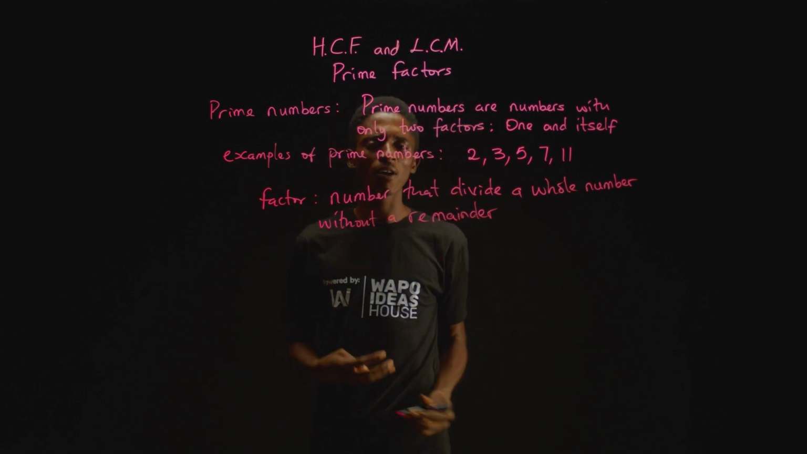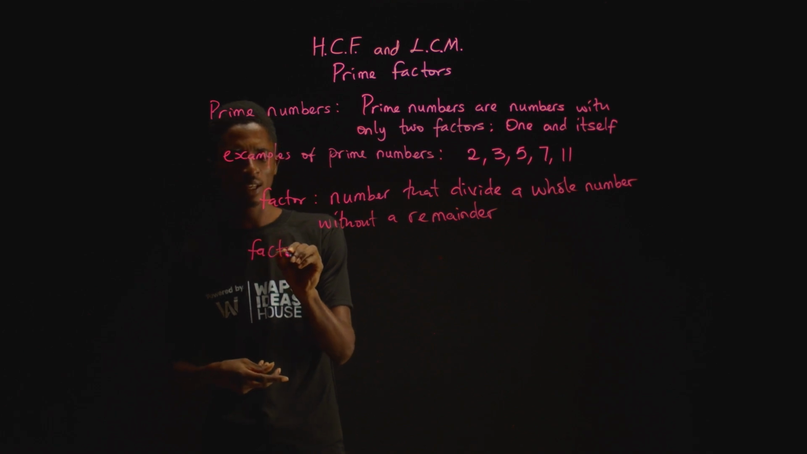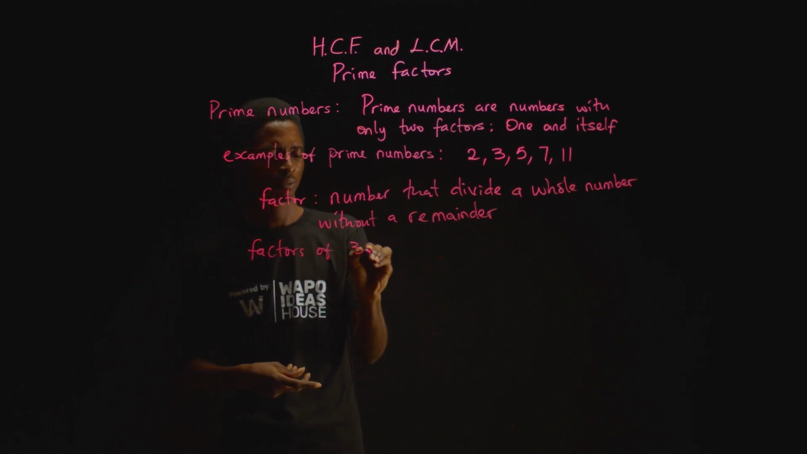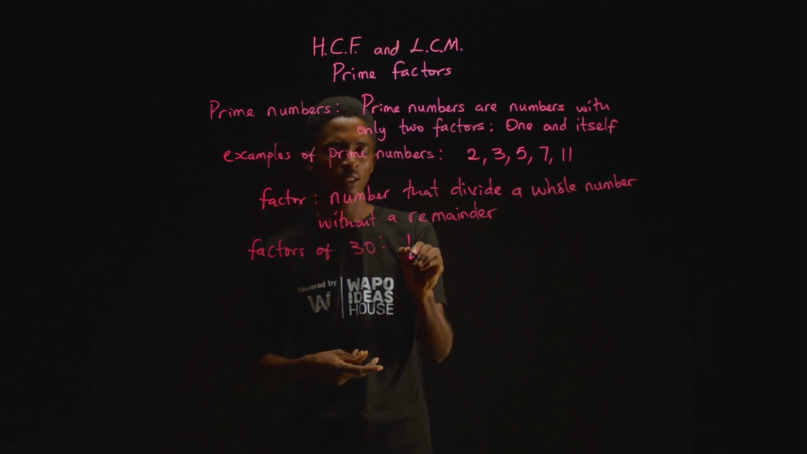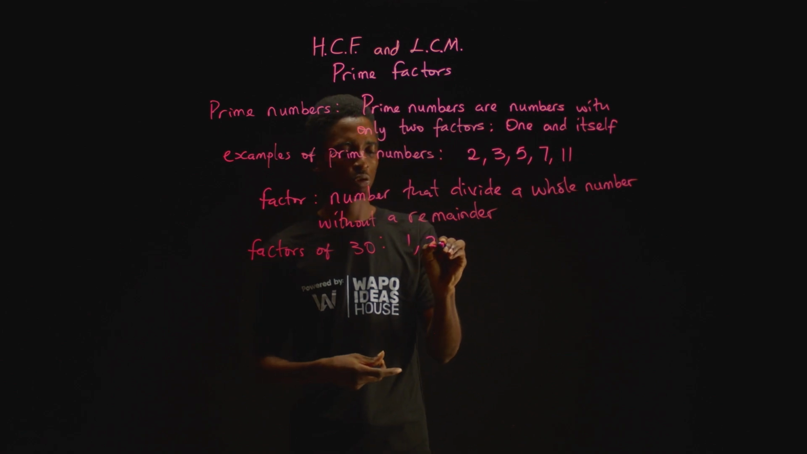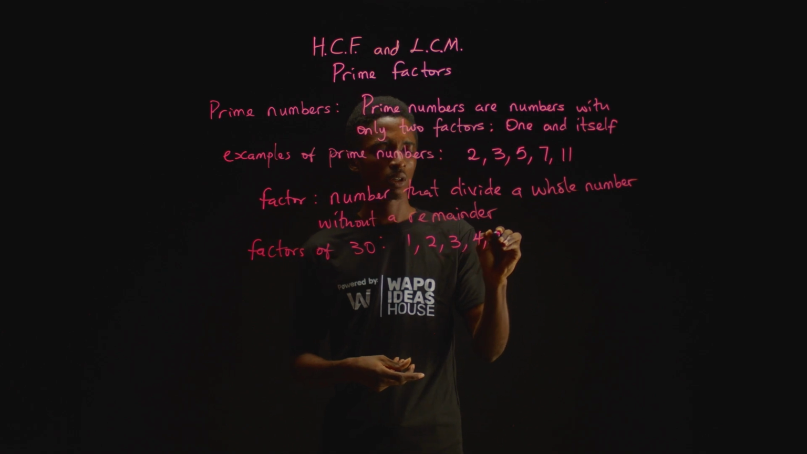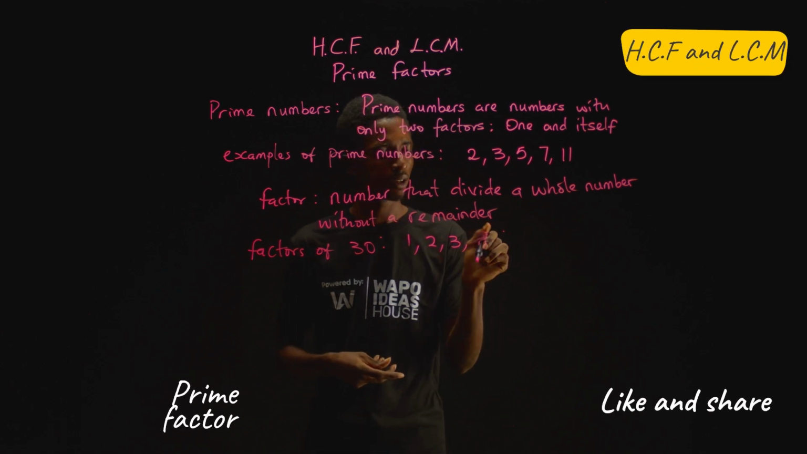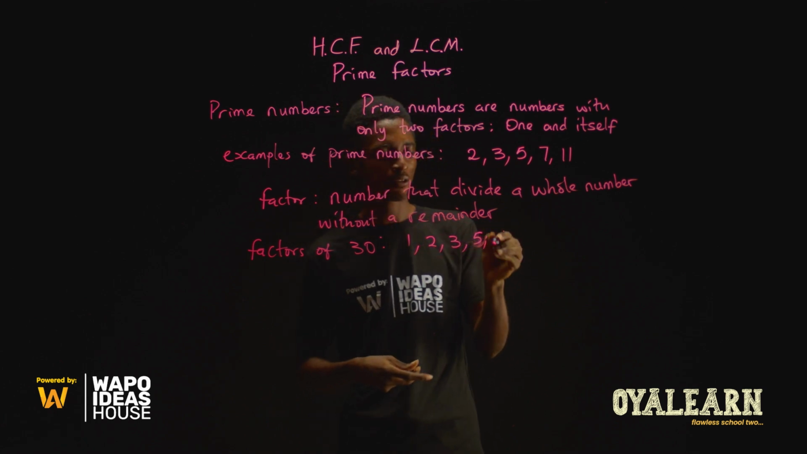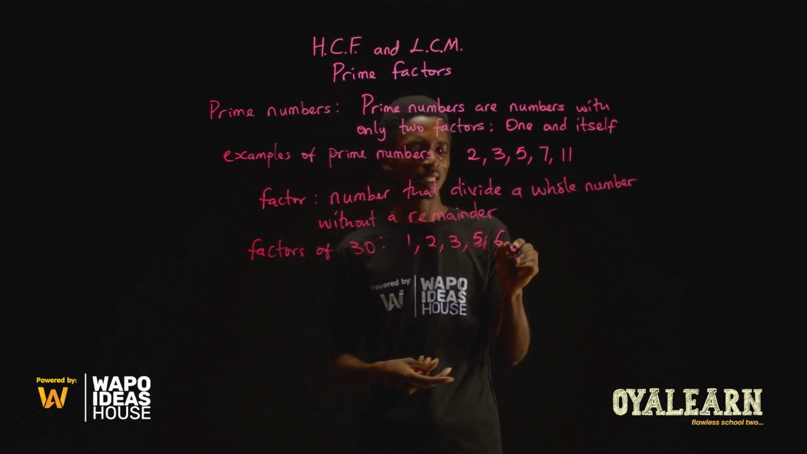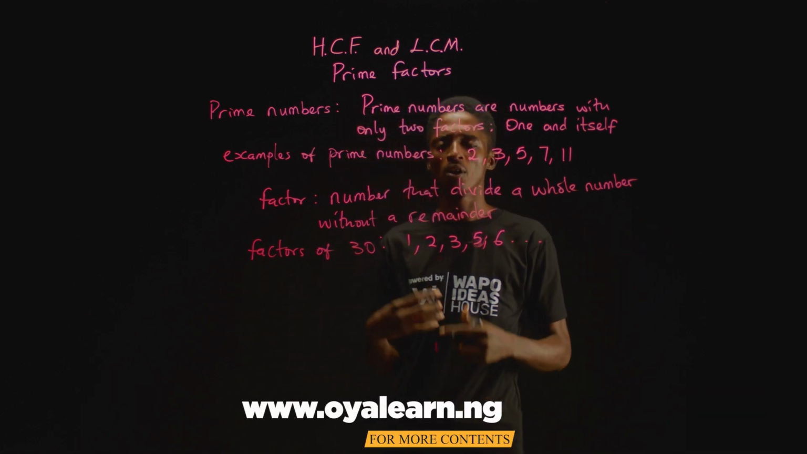And we talked about factors of numbers such as 30. For example, when we talked about factors of 30, we saw numbers such as 1 as a factor of 30, 2, 3, 5, 6, and so on. These are factors of 30.